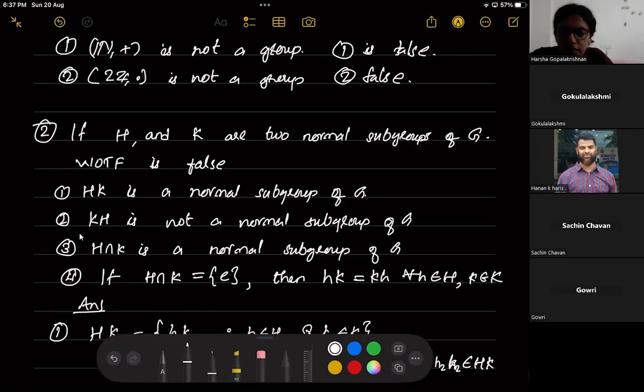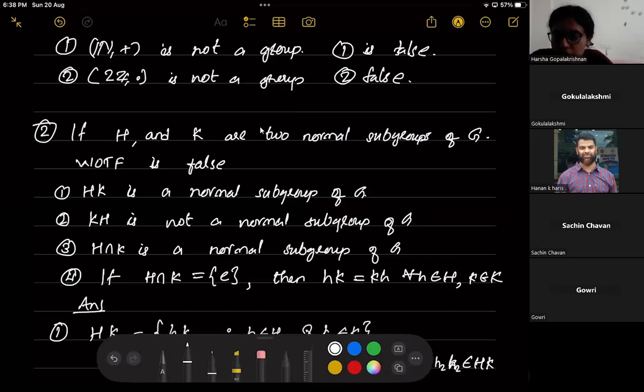Now, what about second statement? They are saying KH is not a normal subgroup of G. Is that true or false? We proved that HK is a normal subgroup of G when H and K are two normal subgroups. Now, what about KH? Will it be a normal subgroup or not? It's a normal subgroup. Yeah, obviously it is a normal subgroup. Just the reverse role it is playing, right?